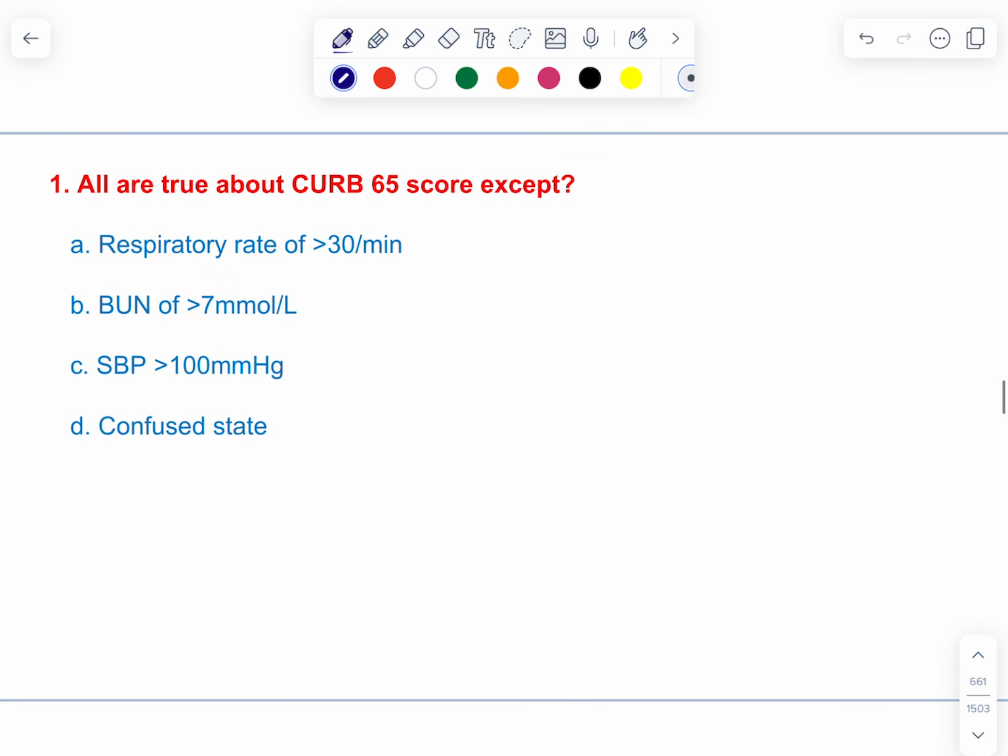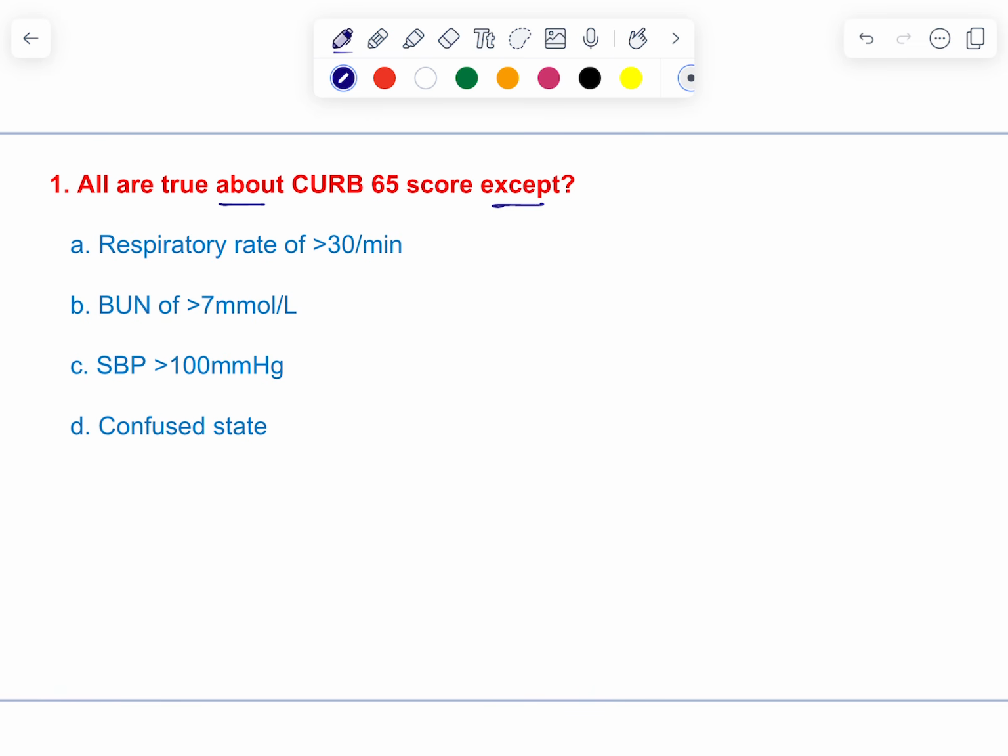So the first question is, all are true about the CURB-65 score except respiratory rate more than 30 per minute, blood urea nitrogen more than 7 millimoles per liter, systolic blood pressure more than 100 millimeters of mercury, confused state. Okay. So first of all, what is this CURB-65? It is a scoring system which will assess the severity of the pneumonia.